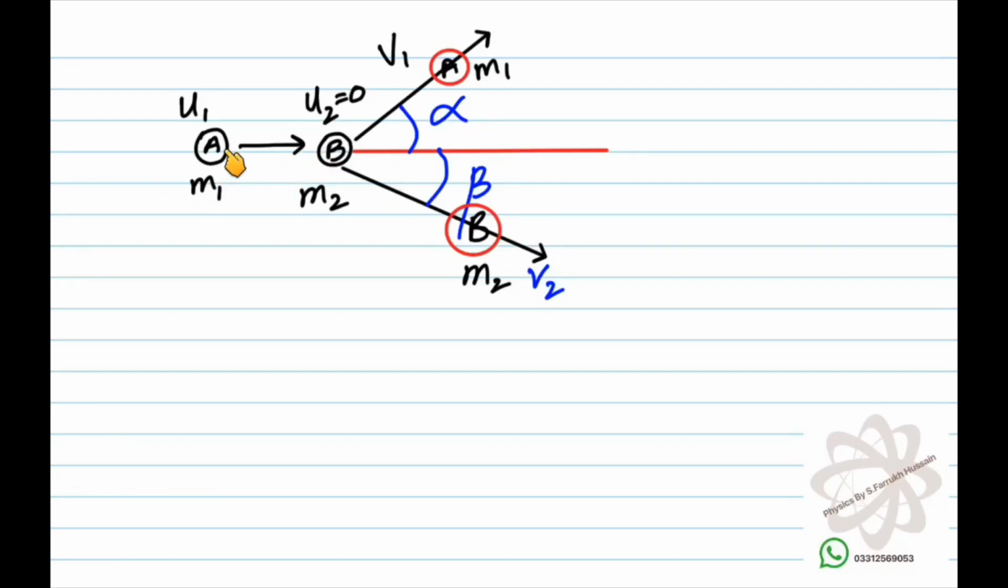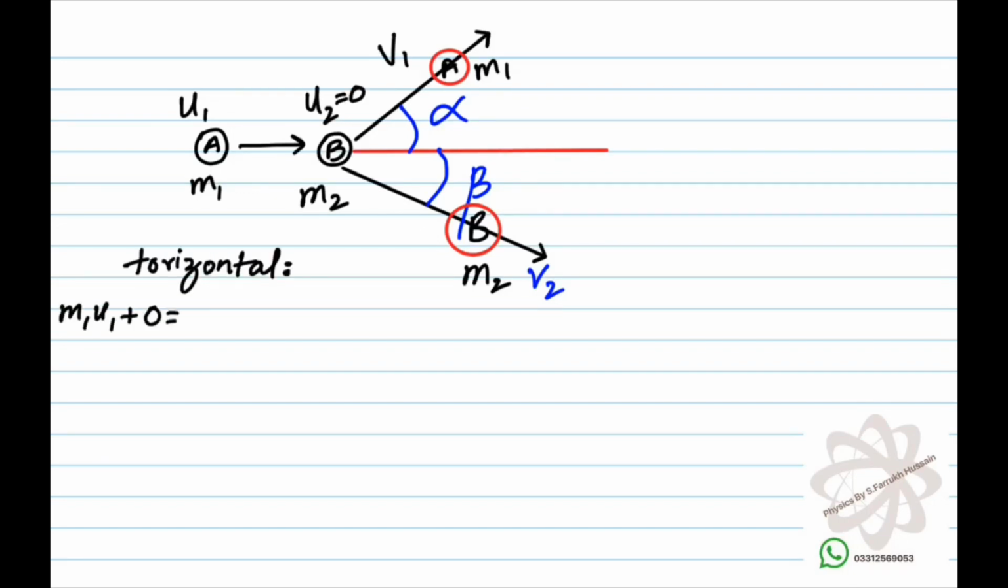In this case, before collision, object A was moving horizontally and object B was at rest, but after collision, object A and object B both move, and they are not moving horizontally or vertically, they are moving in projectile, which means motion in 2 dimensions, because object A is covering horizontal as well as vertical distance. So in this case, we will make two equations, one for horizontal and one for vertical.